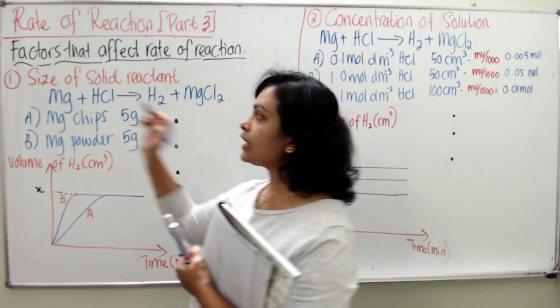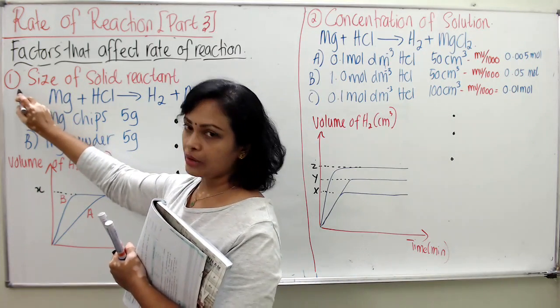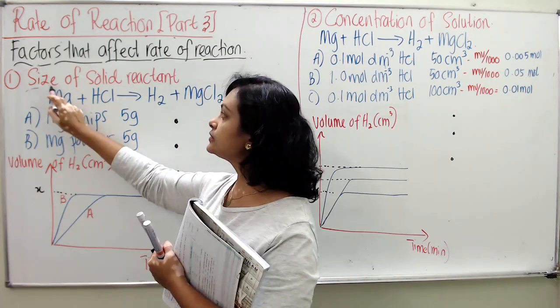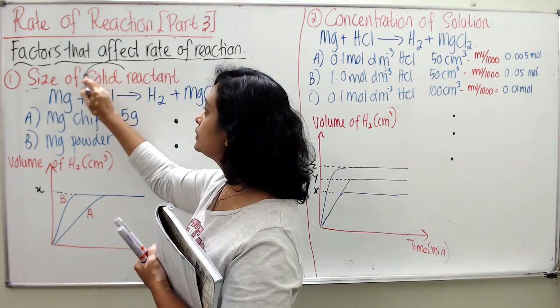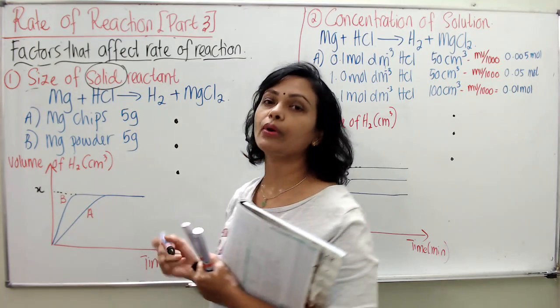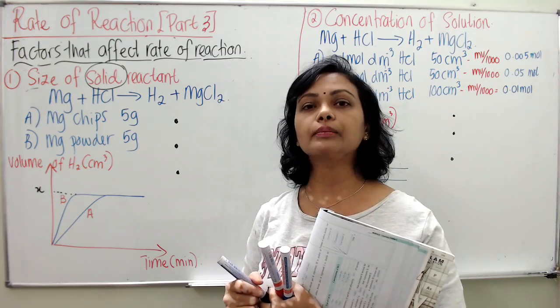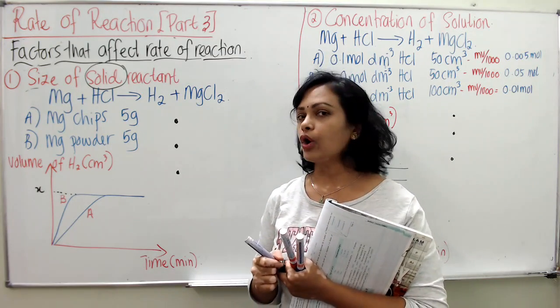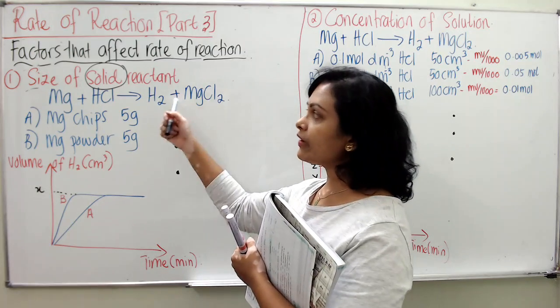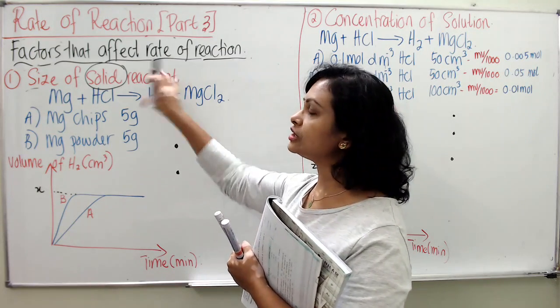Now, what I would like you to understand is size of solid. Can you see the word solid? This is the main thing I want you to know. This means that at least one of the reactants must be solid in order for you to affect the rate of reaction using this factor.